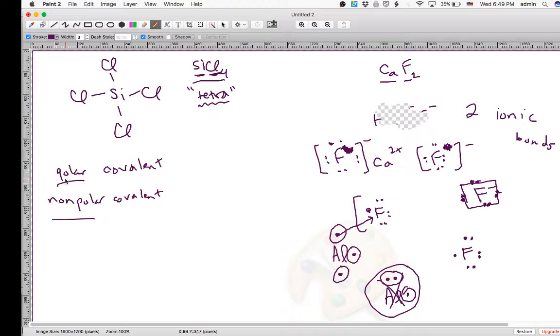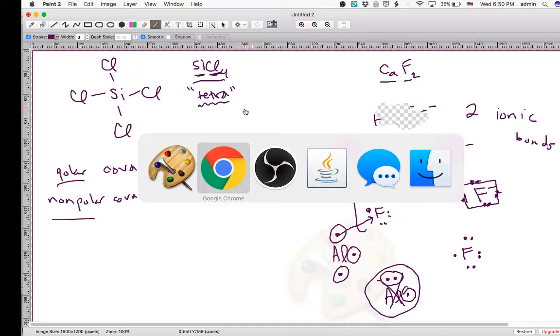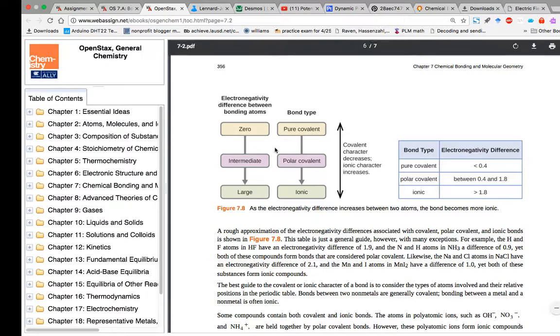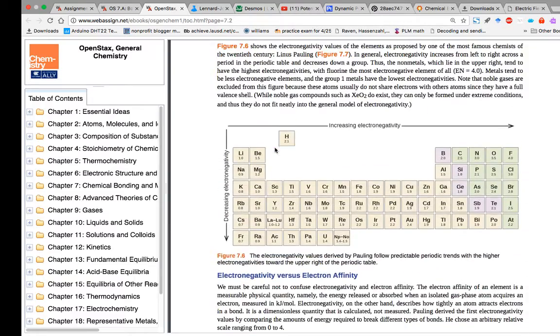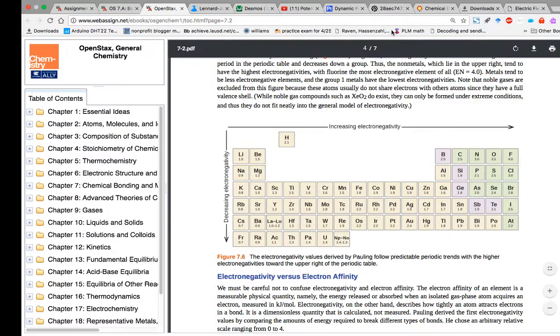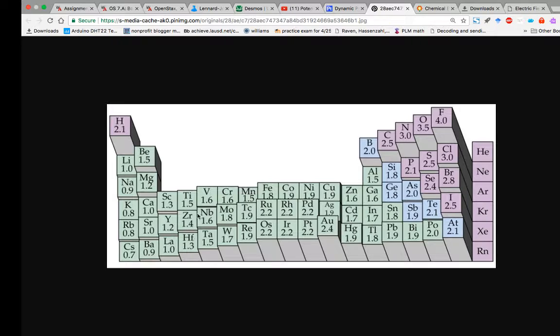Now, to decide whether these bonds are polar covalent or nonpolar covalent, you're going to have to consult the electronegativity chart. I like this chart because it shows you by height who is more electronegative than whom, but your textbook has a great chart, and it's flat, but it's still great. See, the grade point averages are shown here. I mean, the electronegativity scores are shown here. It even shows you with arrows the patterns. You can see the patterns easily on this height chart.